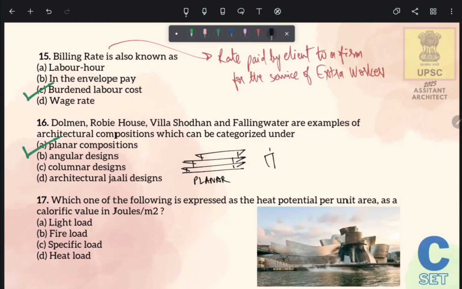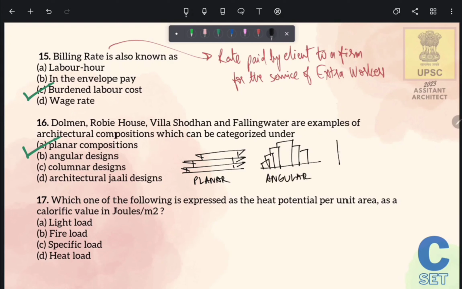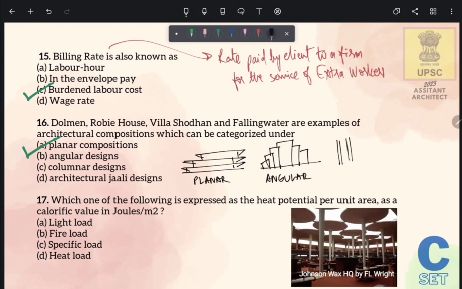Whereas in angular composition of buildings, walls, roofs and slabs are in angles. Columnar design of compositions have lots of columns, and these type of structures are vertical.